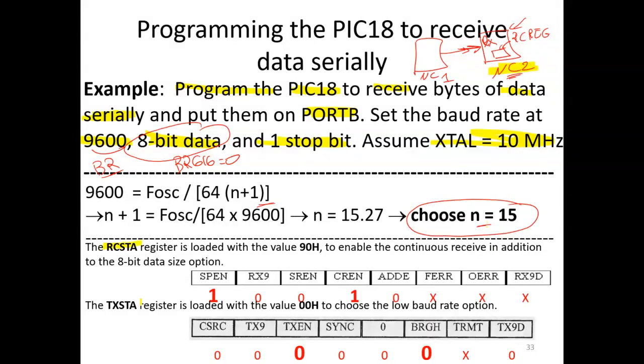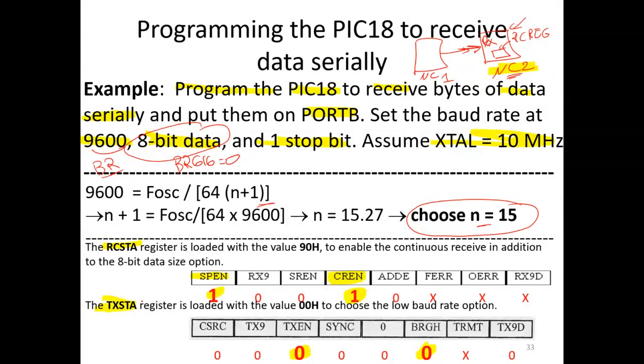Now we have to give the value of the RC status and the TX status. For the RC status, we have to enable the serial port. Since we are reading continuously, the continuous receive enable bit, CREN, should be 1. The rest you can make zeros. Now for the TX status, do we need something? We are not sending anything, so the TX enable is 0, and we have low speed, so the speed bit is 0. We can just ignore the TX status.